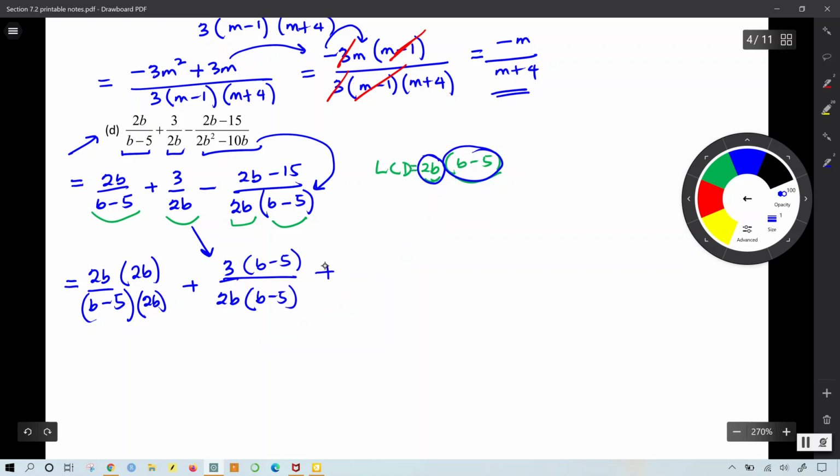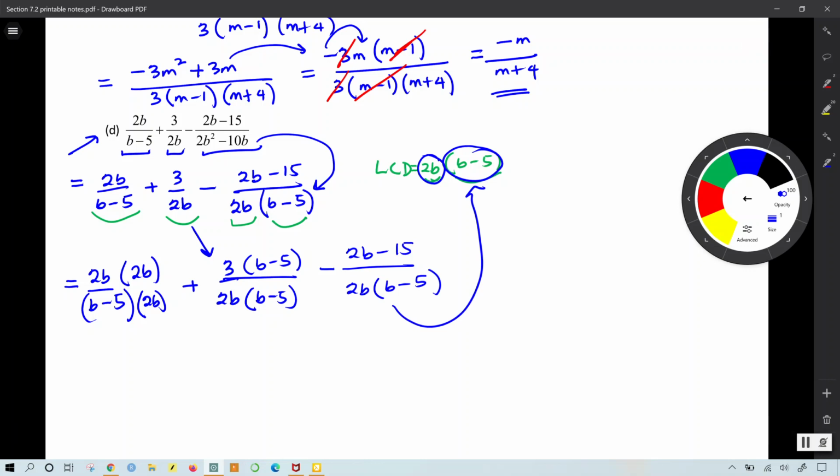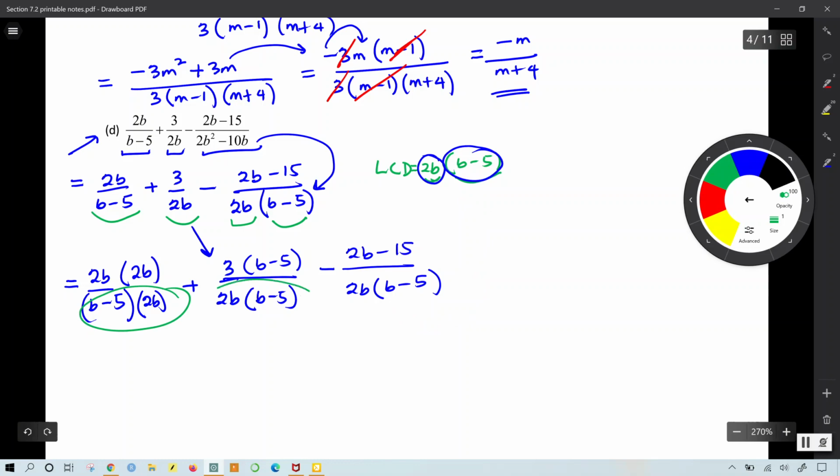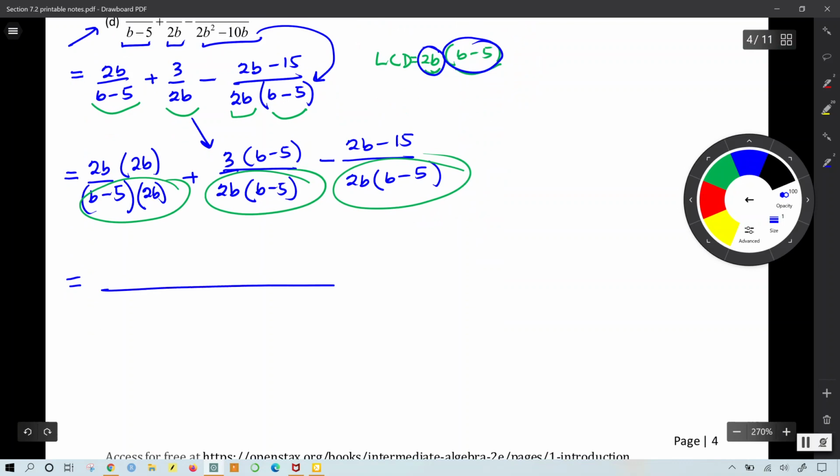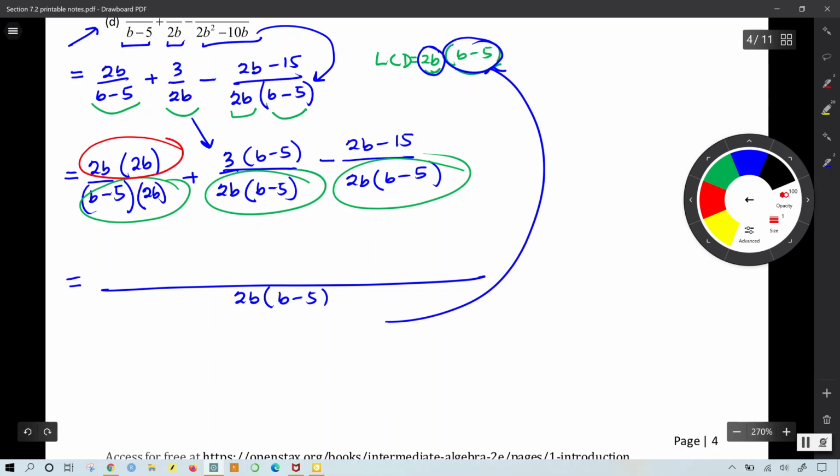Then, for the last term, you have 2b minus 15 divided by 2b into b minus 5. This already matches the LCD. It does not require an extra source. So with that said, we are good to go because all the denominators have exactly the same components, and that makes it easy to write the next part of the answer, which is 2b, b minus 5, which automatically matches the LCD. And now we can focus on the top.